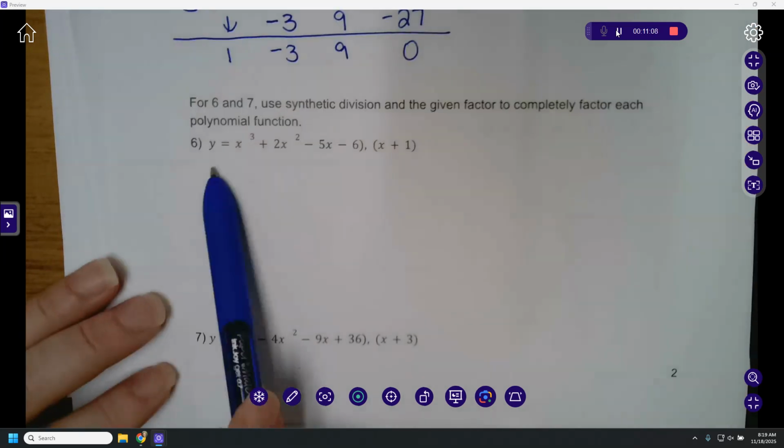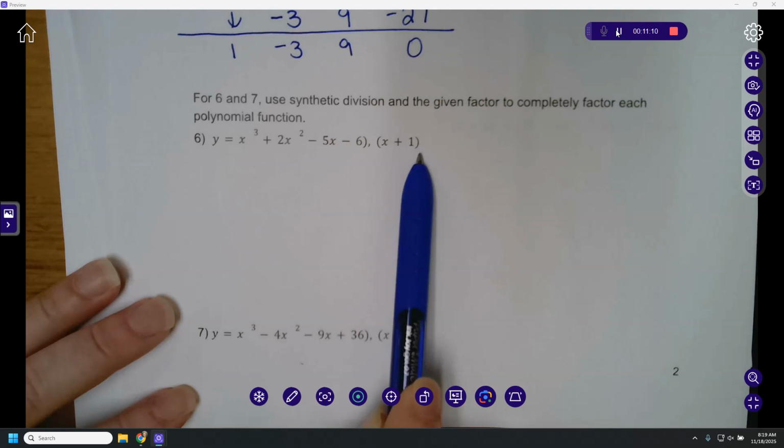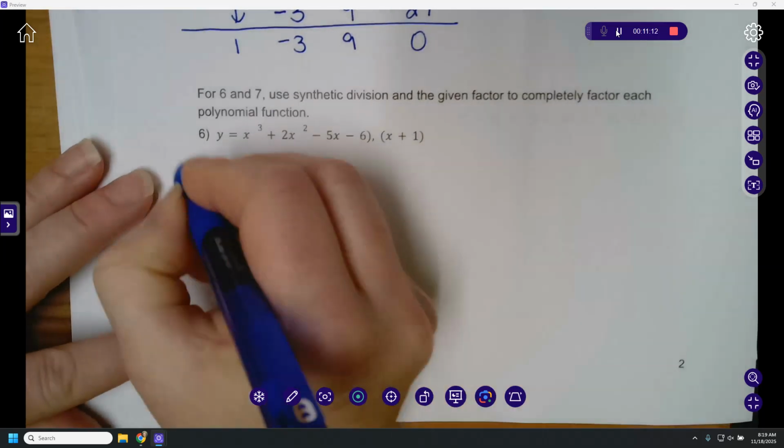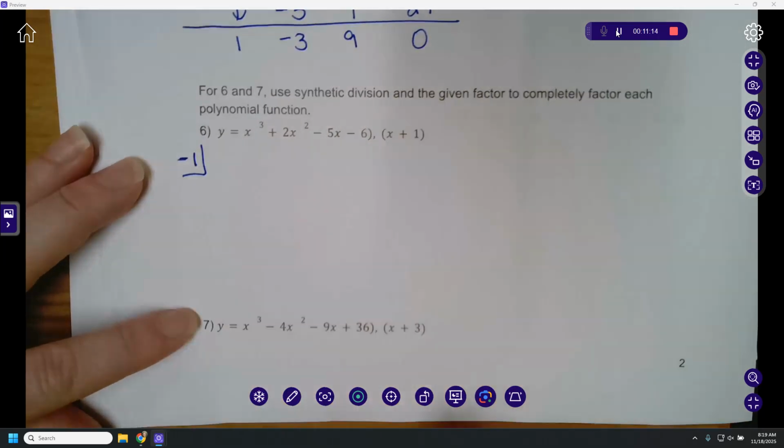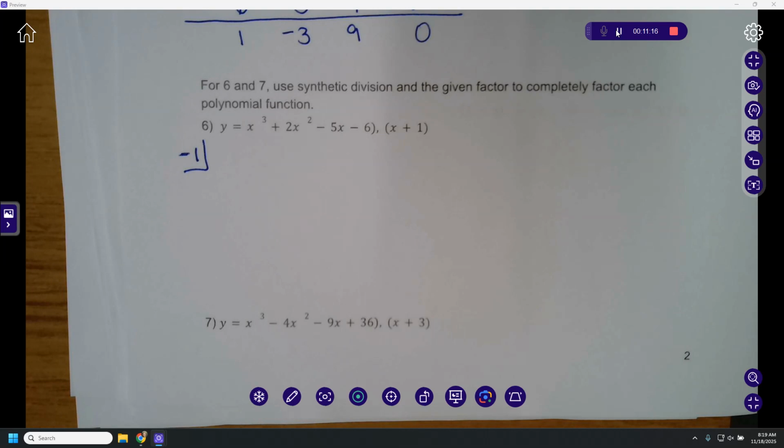On question 6, would you please do the division? So divide off x minus 1, and let's see what quadratic we get.